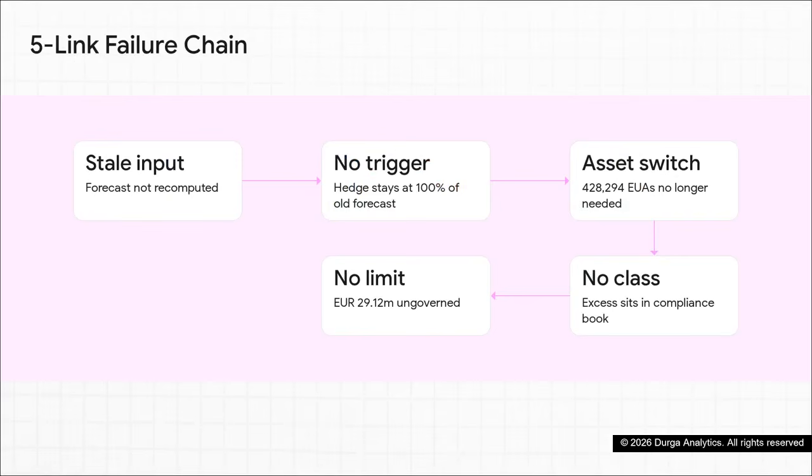First, the forecast obligation isn't recomputed after a market move, leaving us with a stale input. Because it's stale, the hedge blindly stays at 100% of the old forecast. Then the asset switches, meaning over 400,000 EUAs are suddenly no longer needed for compliance. But the excess isn't reclassified, it just sits there hiding in the compliance book. The result? 29.12 million euros sitting completely ungoverned by any market limit. Nothing was miscalculated because nothing was calculated in the first place.